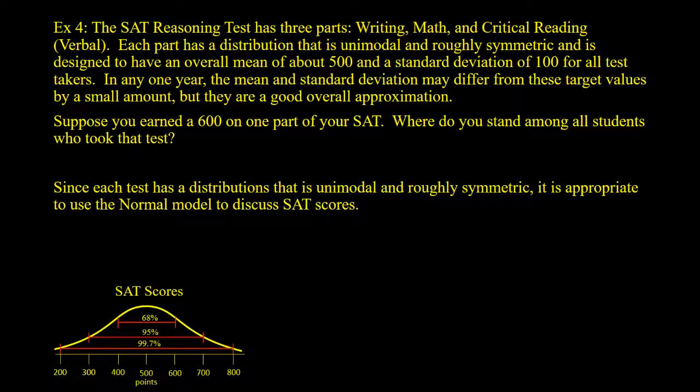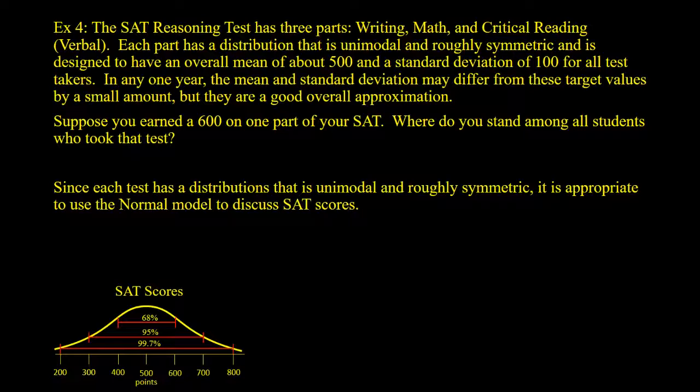Now, also it's important to note that this curve is symmetric. So, if I have 95% of all scores between 300 and 700 points, 5% of scores are outside of that. Because we're symmetric, half of those scores would be below 300 and half would be above. So according to this model, we would expect 2.5% of scores to be above 700.